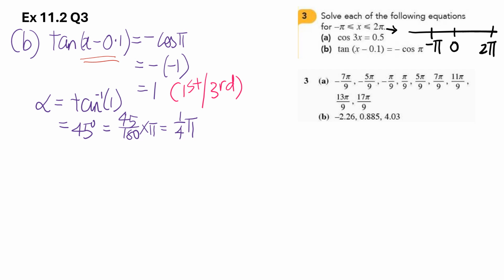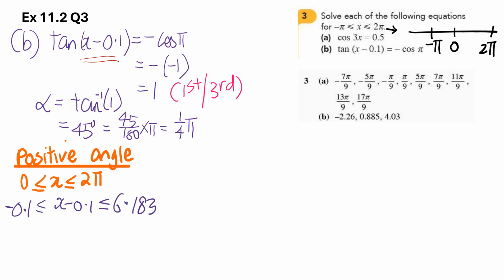Okay, so let's look at the positive one first. So far we've been dealing with positive, and it's more manageable than the negative one. So let's look at the new range. Basically you just subtract 0.1 throughout. So 0 minus 0.1 gives you negative 0.1, and x minus 0.1 gives you x minus 0.1. 2 times pi, just calculator, pi is 3.142 blah blah blah, times 2 minus 0.1 will give you 6.183. Alright, so let's find the first angle, which is from the first quadrant. Basically that will be just alpha itself.